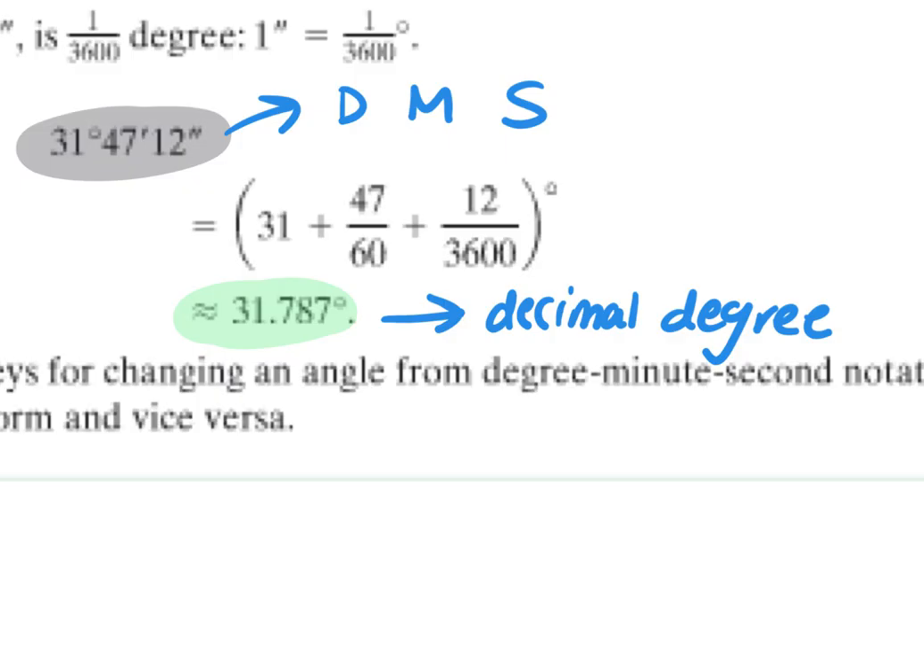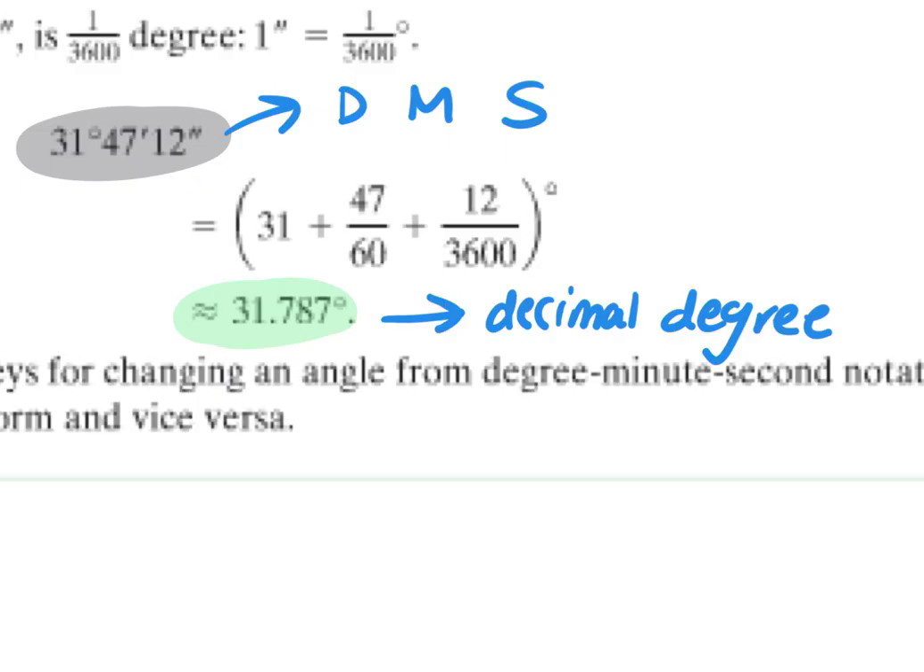The second part is your minutes, and if you didn't have what I'm about to show you on your calculator, you would take that and divide it by the number of minutes that are in an hour. How many minutes are in an hour? 60. So I would divide it by 60. And then I would take the third part, which is seconds, and I would divide it by the number of seconds in an hour. How many seconds are in an hour? 3,600. Good. So you would divide it by that, okay?